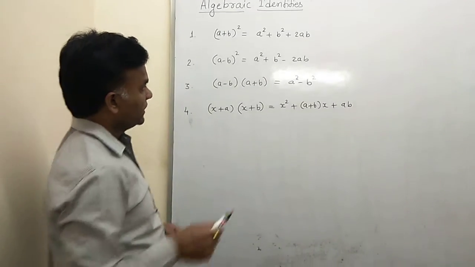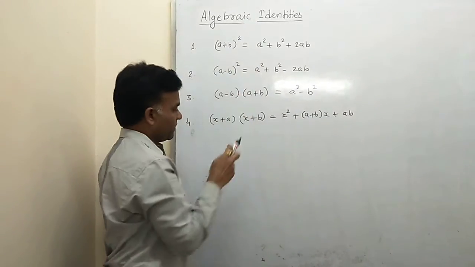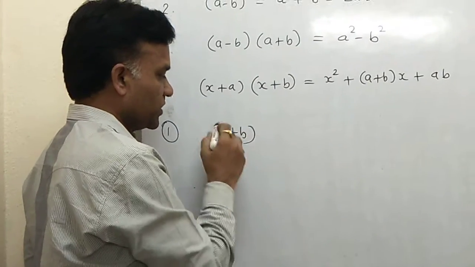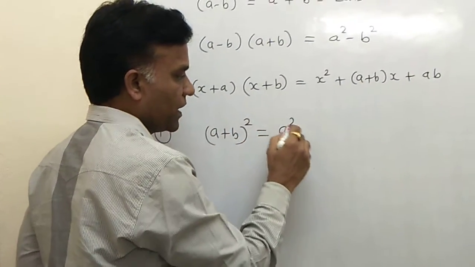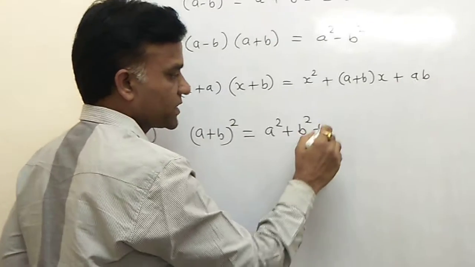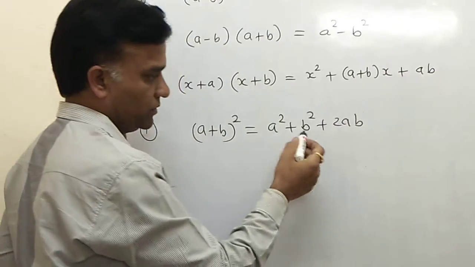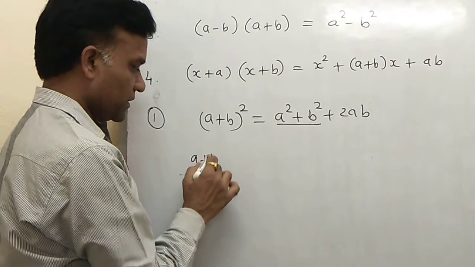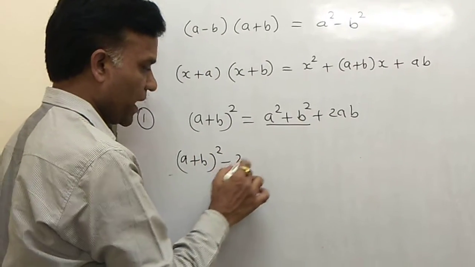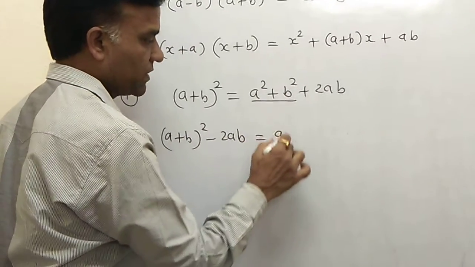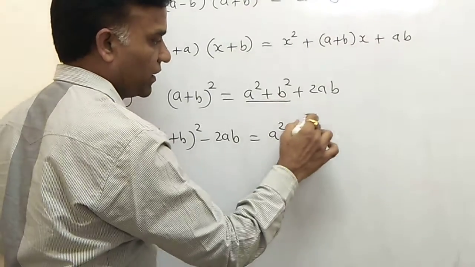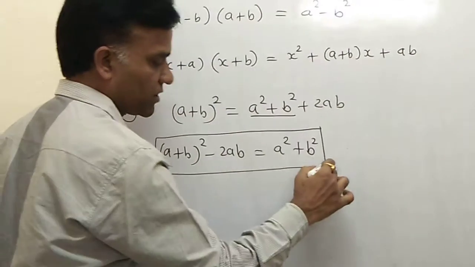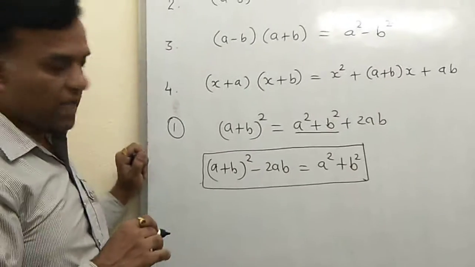Maybe these identities can be written in another form. a plus b whole square is a square plus b square plus 2ab, and now we find a square plus b square. Then a plus b whole square minus 2ab is equal to a square plus b square. This is another form, because many questions are related to these identities.